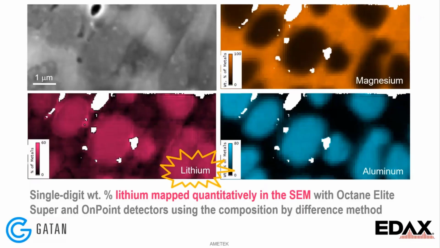And using this technique, this information provided by the backscattered electron signal and the quantitative EDS analysis, that allows us to generate and extract these lithium maps from samples. So in this magnesium lithium aluminum alloy, we're able to generate single-digit weight percentage maps of lithium mapped quantitatively in the SEM using the composition by difference method using the Octane Elite Super EDS detector and the OnPoint backscattered electron detector.